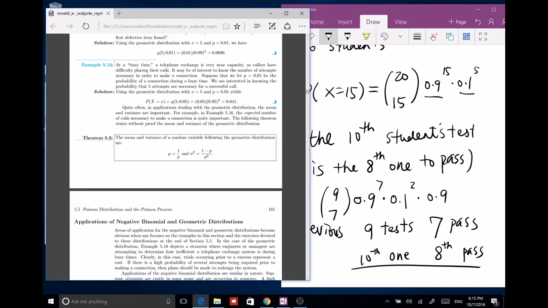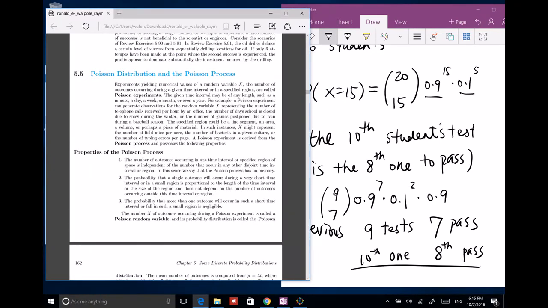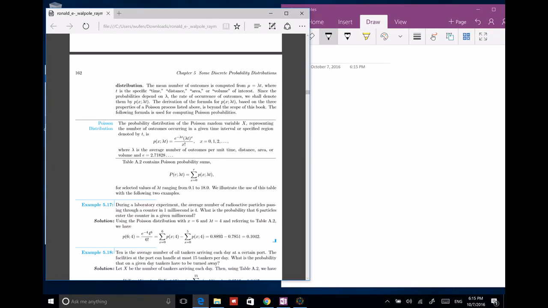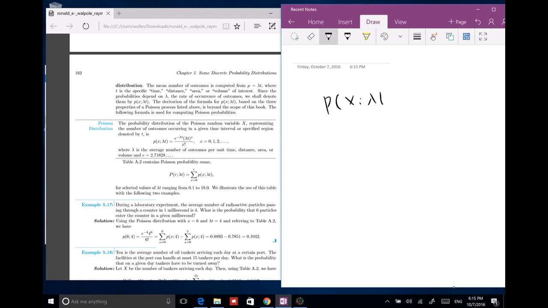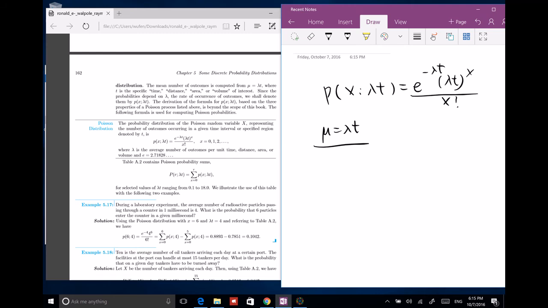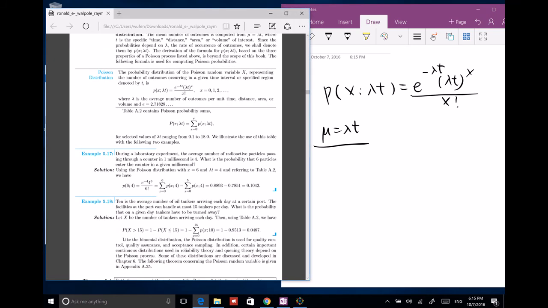Now the Poisson distribution. The Poisson distribution is given as the probability of x with lambda t equals e to the negative lambda t, times lambda t to the power x, over x factorial. Here mu equals lambda t, which is the mean value and also the variance. Let's look at an example. During a laboratory experiment, the average number of radioactive particles passing through a counter in a millisecond is 4. What is the probability that 6 particles enter the counter in a given millisecond?